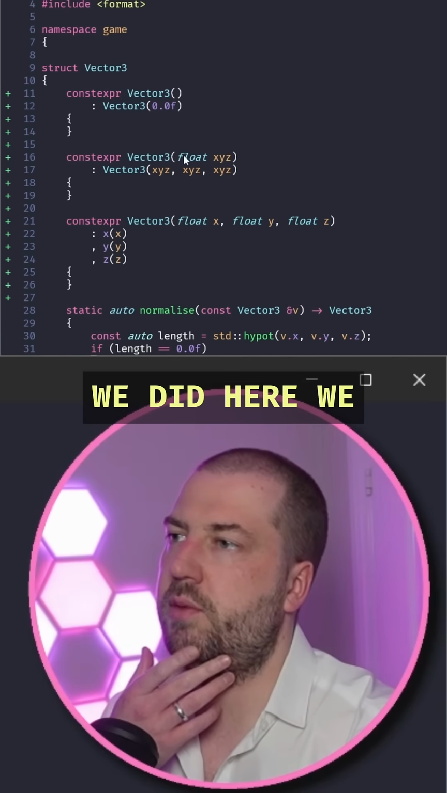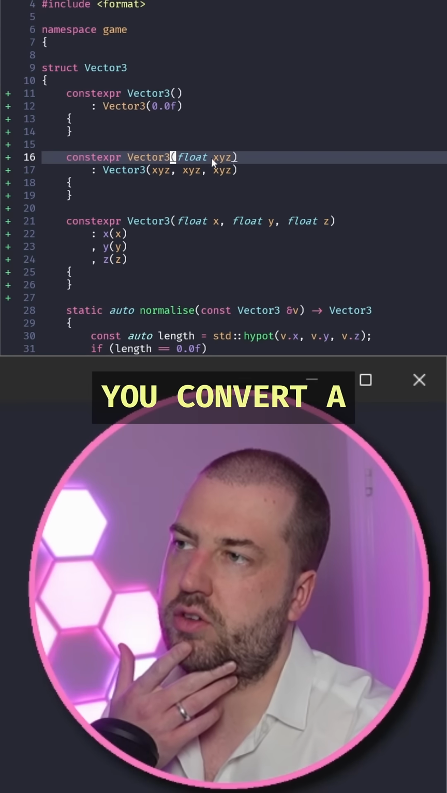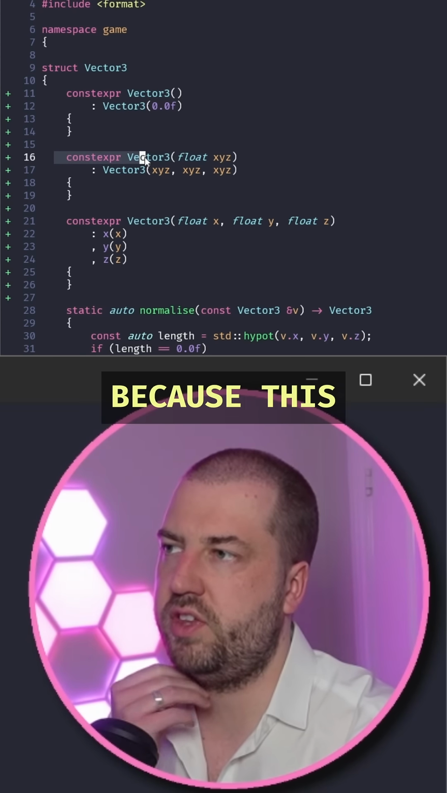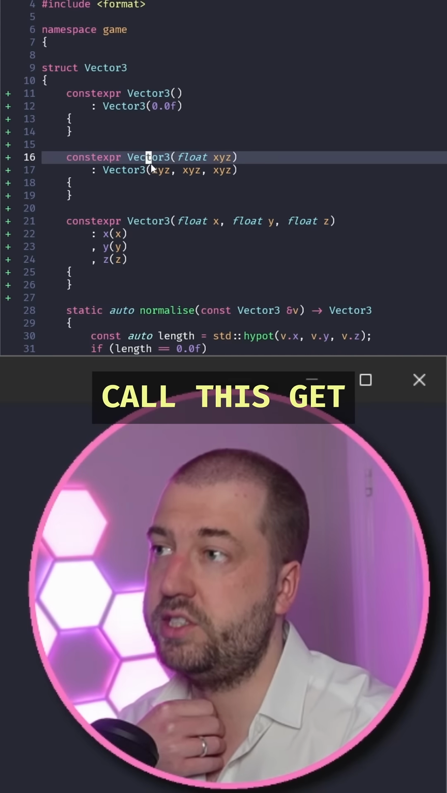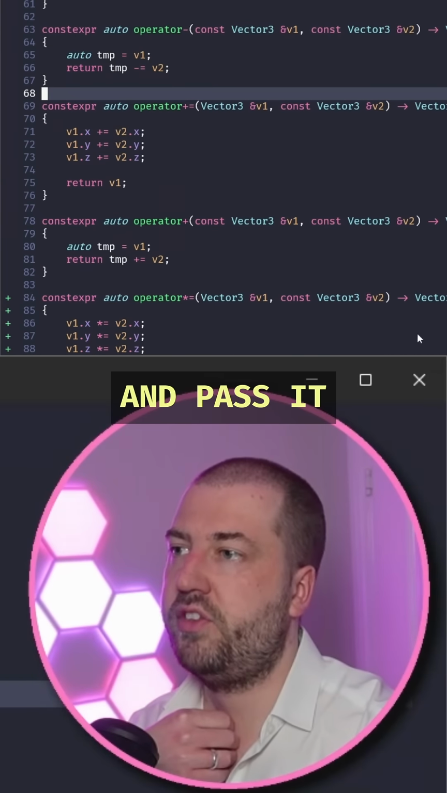And this is what we did here. We basically said, here is how you convert a float to a vector 3. And because this is not explicit, the compiler is allowed to go, oh, okay, I will first call this, get myself a vector 3, and pass it into here.